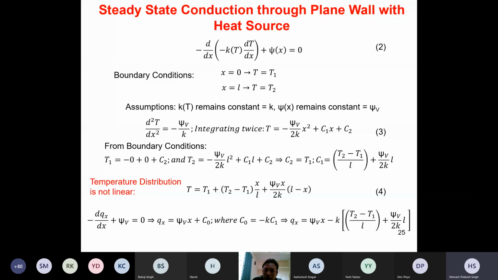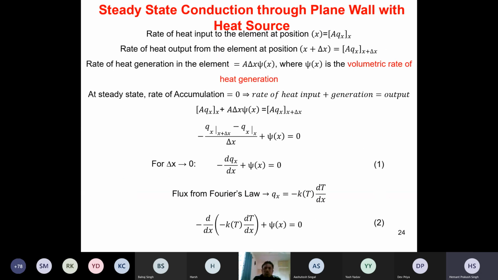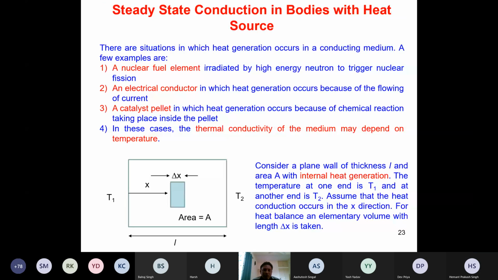Sir, does qx always increase, or may it decrease as well? What you are asking is: does qx always increase with x, or may it decrease in some cases? See, let me go back to this. Here we are assuming that heat transfer takes place from T1 to T2. If we are not taking any generation term, what are we going to get? A linear profile. A linear profile means there is a straight line from T1 to T2. Now we are having a heat generation term.